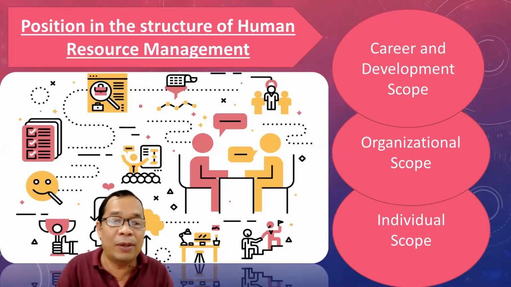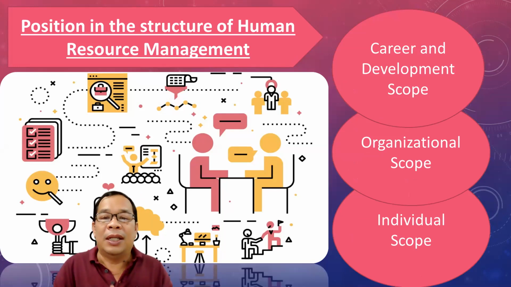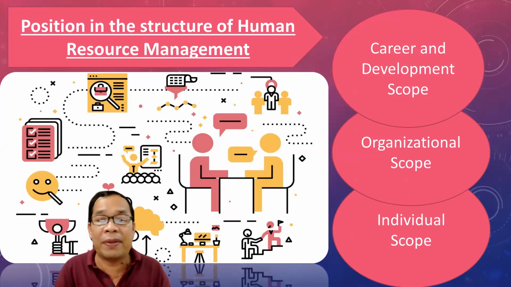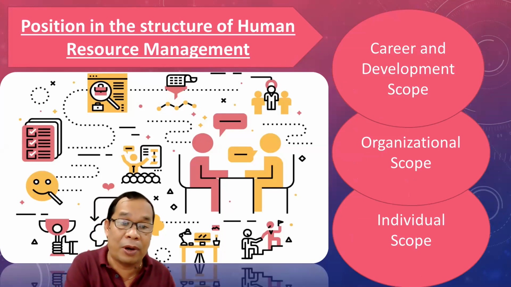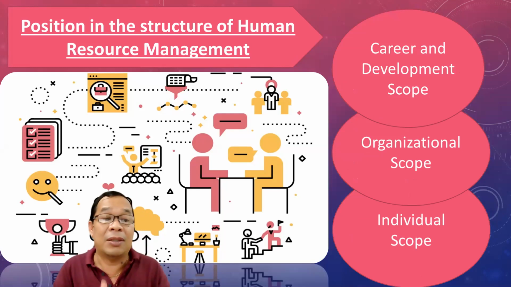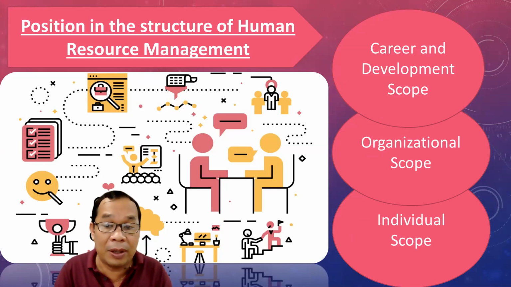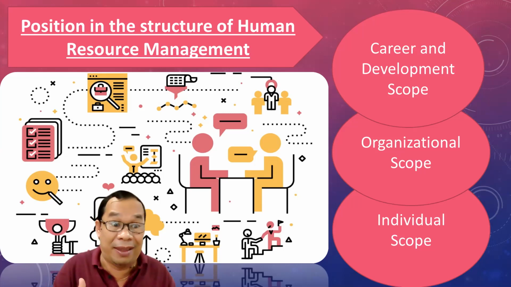One is the individual scope. What do you mean by individual scope? Individual management entails helping employees identify their strengths and weaknesses. It's about identifying the strengths of this employee and his or her weaknesses, and turning these weaknesses into strengths, diba?